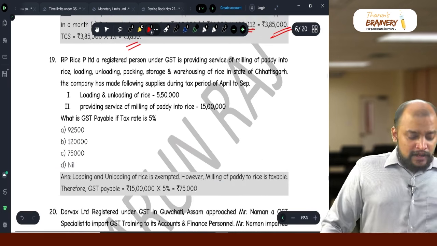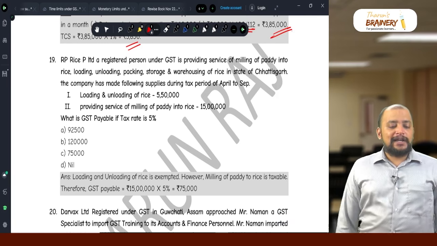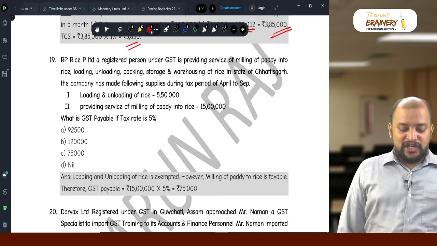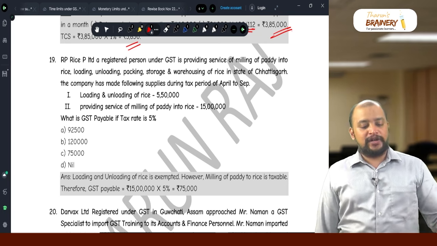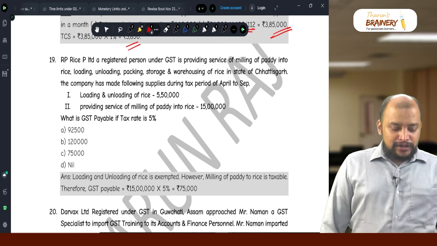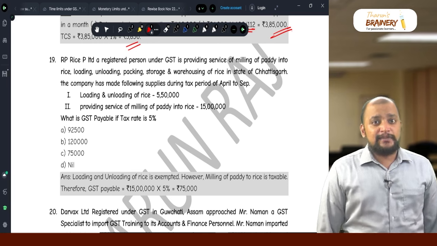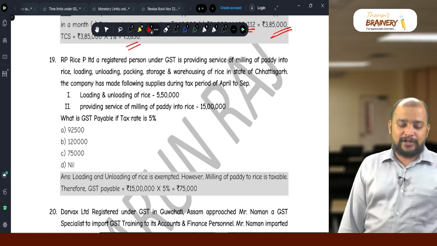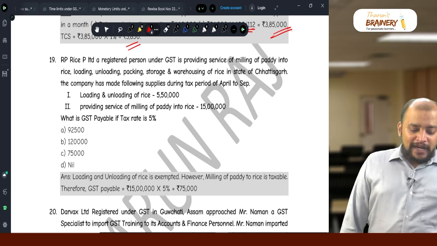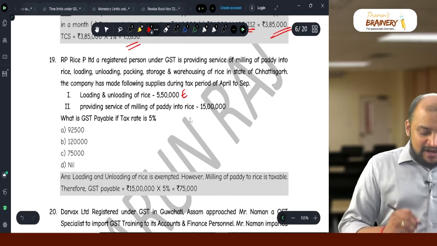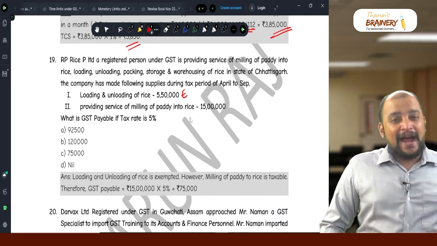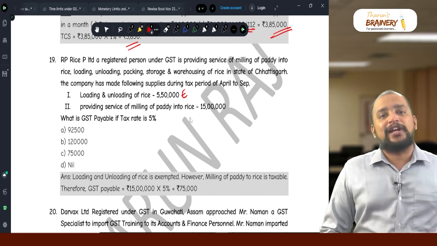Then question number 19. RP Rice Private Limited, a registered person under GST, is providing service of milling of paddy into rice, loading, unloading, packing, storage and warehousing of rice. So loading, unloading of rice, packing, etc. of rice is exempted actually. Okay. And the company has made the following supplies. Loading and unloading of rice is exempted, whereas providing service of milling of paddy into rice, milling of paddy into rice is not exempted.